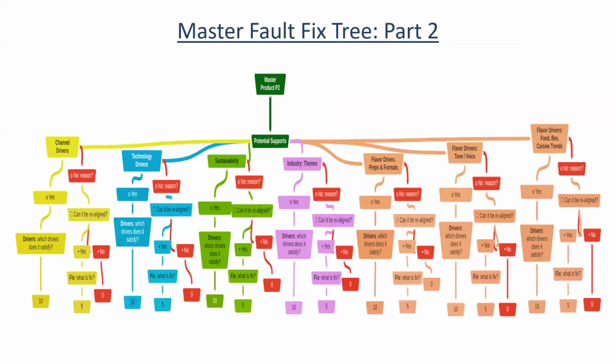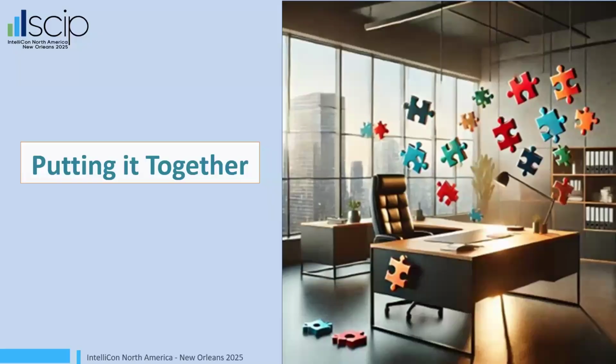The second part is even more complicated. Then we take the same product and ask: does it operate in any channel drivers? Channel drivers would be, are you aiming specifically for convenience stores, fine dining, grocery stores? What's your channel? Dollar stores even. Then we ask, does it hit any technology drivers that are occurring? Sustainability drivers, industry themes, which is separate, so it's in pink. Then we've got 3 different flavor drivers: preps and formats, tone and voice of the product, and actual food, beverage, or cuisine drivers. We ask the same question, and they get a score along this whole route.